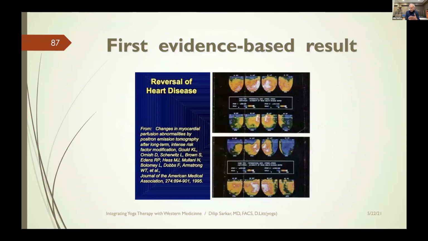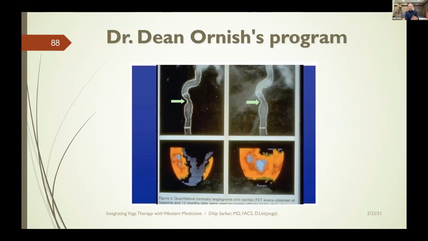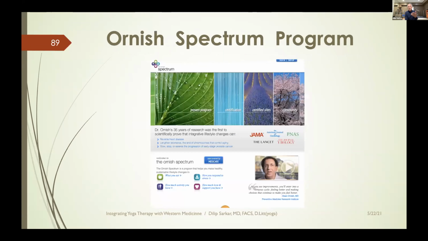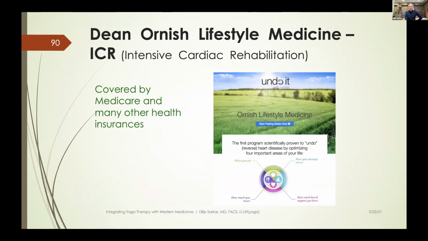First, the evidence-based work, which Sadhbir will talk about. It's Dean Ornish showing the reversal of coronary artery disease with yoga. His program, called the Spectrum Program, was accepted by Medicare and now insurance companies. His new one is called Intensive Cardiac Rehabilitation, and even my medical school also has this.